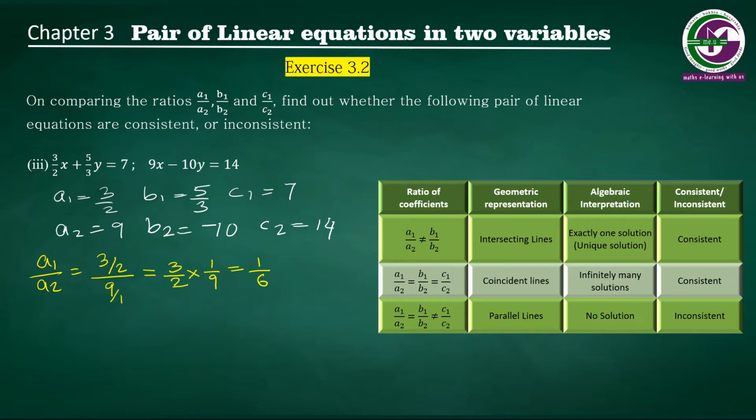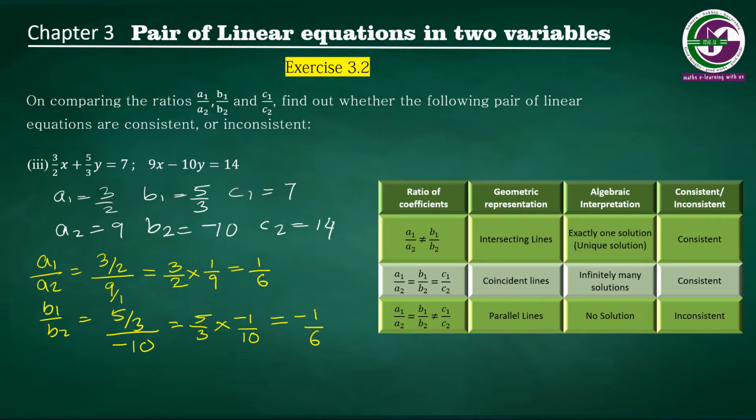Now b1 by b2. b1 by b2 equals 5 by 3, a fraction, divided by another number, negative 10. Now you need to take the reciprocal of the second fraction. So it is 5 by 3 multiplied by negative 1 by 10. Now you will get 5 and 10 cancel, it is negative 1 by 6.